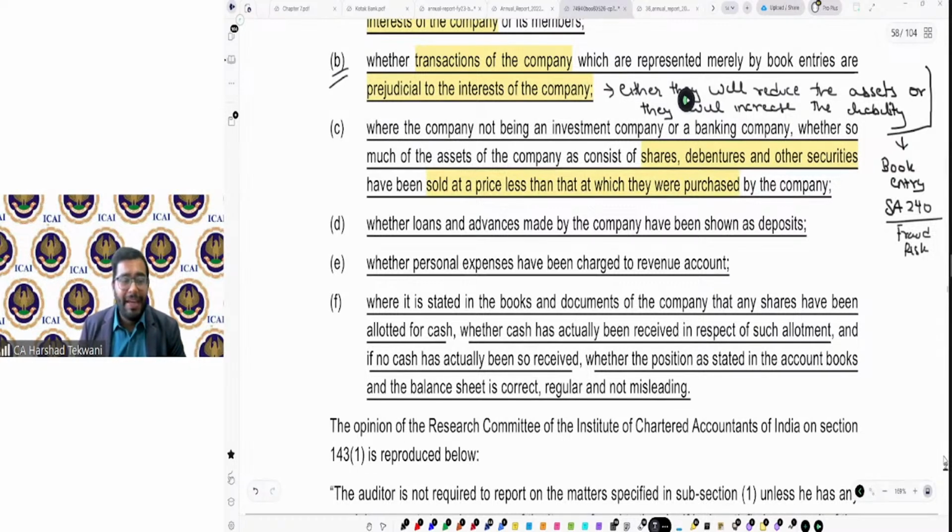Means if any shares have been allotted for cash, then whether cash has actually been received for the share allotment. That is a very important part to check. And if no cash has actually been received, then whether the position stated in the books of account is correct.